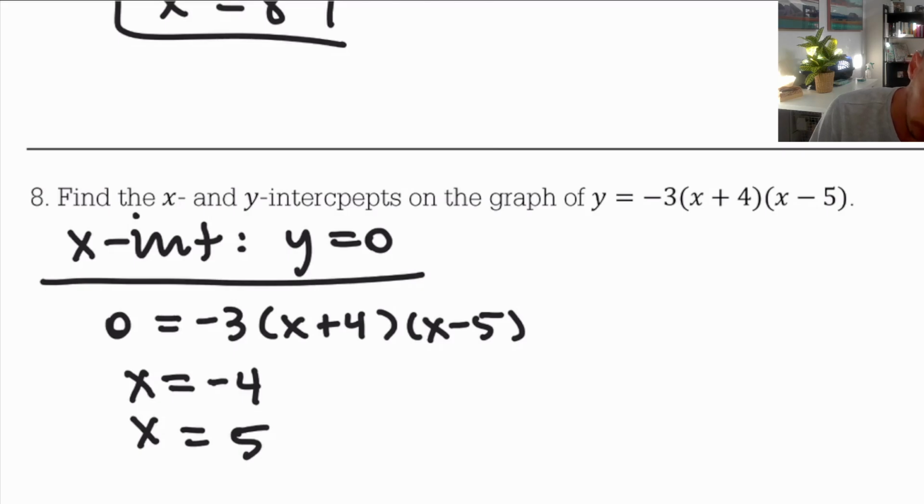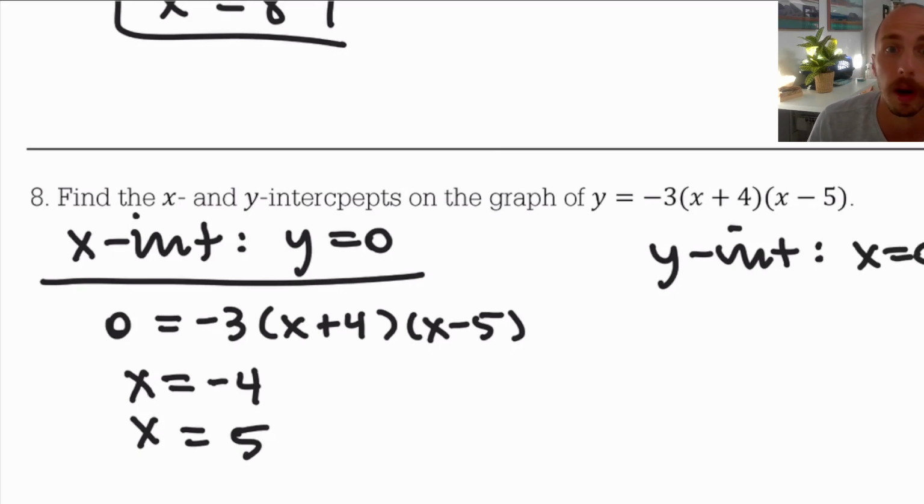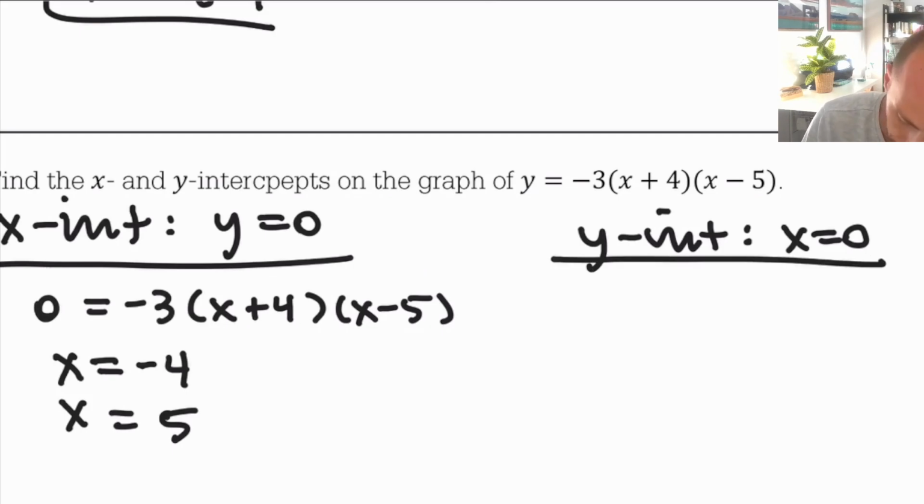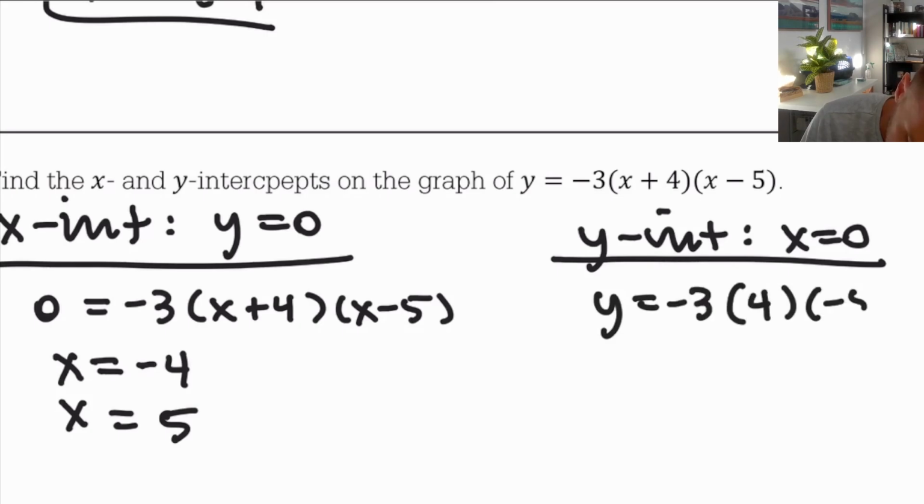Those are my x-intercepts. For a y-intercept, that's going to be where x equals 0. We've got a formula for y in terms of x, so we'll just plug in there. And so y will equal negative 3 times 0 plus 4 times 0 minus 5. All right, so negative 12 times negative 5, that would be positive 60. And that would be my y-intercept.